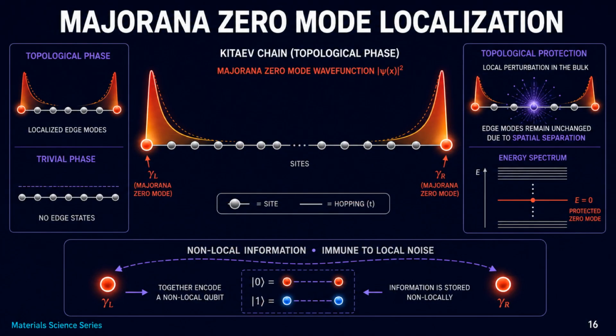Majorana zero modes are localized at opposite ends of the topological chain, with wave functions decaying exponentially into the bulk. This spatial separation provides topological protection. Local perturbations in the middle cannot affect the edge modes. Information encoded in Majorana pairs is stored non-locally, making it immune to local noise sources. This could enable qubits with inherently long coherence times.